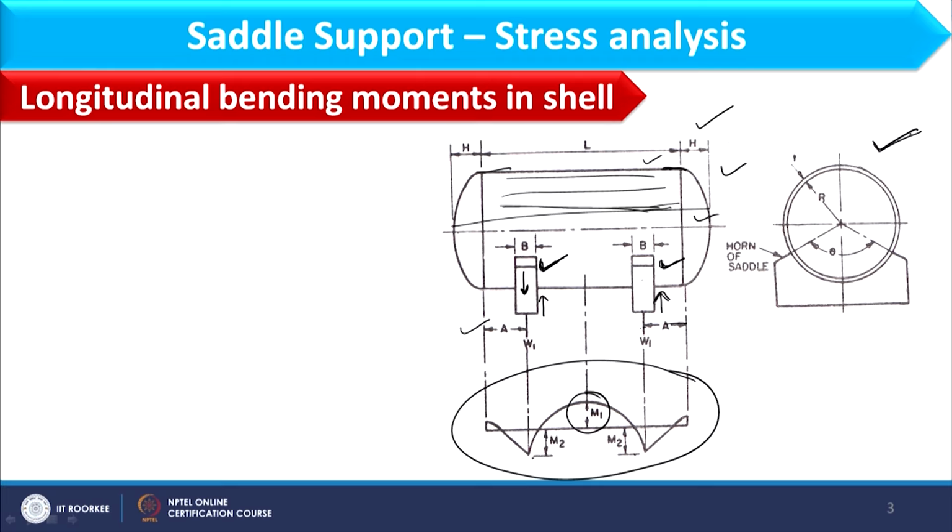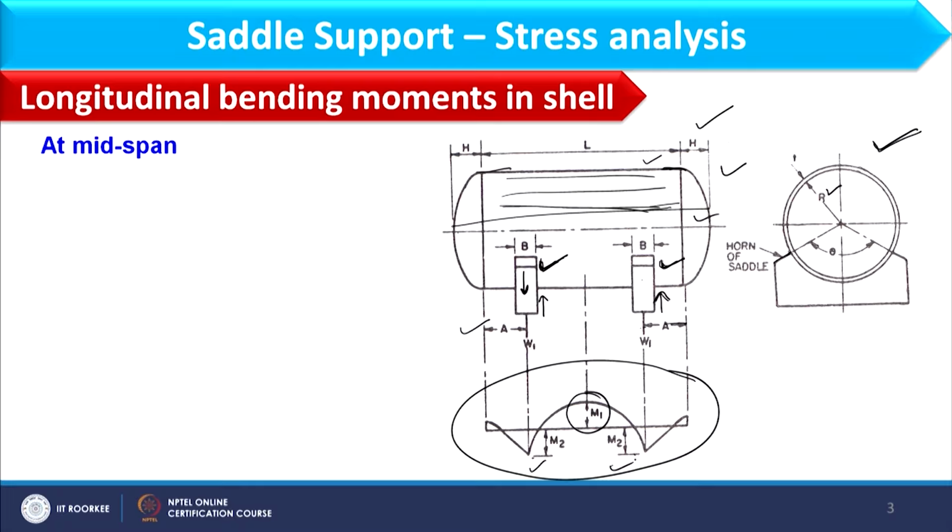If we consider the cross-sectional view of this assembly, here you can see R is the inner radius of the vessel, theta is the angle which is made by the support to the center of the vessel. The minimum angle of this support is 120 degrees, and then it keeps on moving, and where the support is attached to the shell, this section we call the horn of the saddle. As far as the bending moment diagram, M1 would be positive and M2 would be negative.